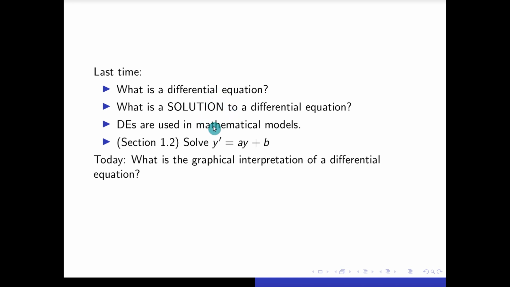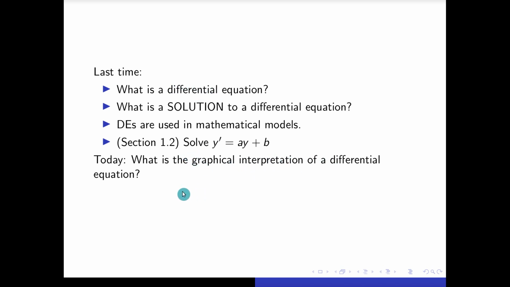Good, and so DEs are used in mathematical models, and last time we saw several mathematical models. And finally, last time we solved y prime equals ay plus b. So today what we want to do is look at graphical interpretations of the differential equation. That's typical in a mathematics course. An object can be looked at algebraically, which is what we did last time. We algebraically looked at the differential equation, and it can also be looked at graphically.